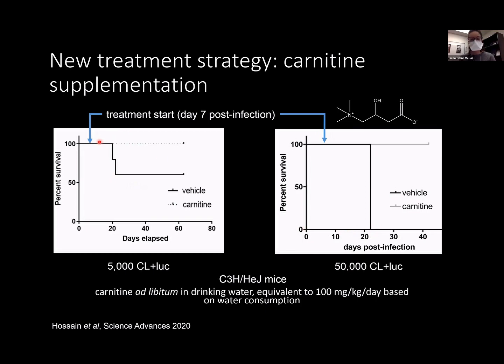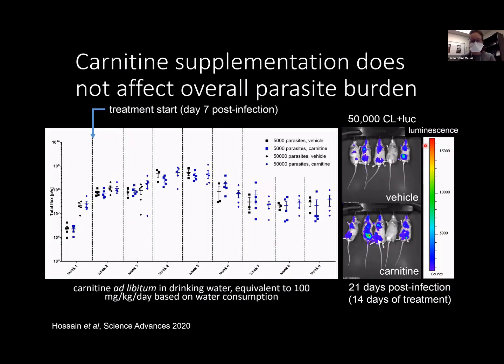If we give the mice carnitine in the drinking water, we get no acute stage mortality, which is great, right? That's what you want from a drug development point of view. What's interesting is that this effect we see with carnitine is independent of changes in parasite burden.